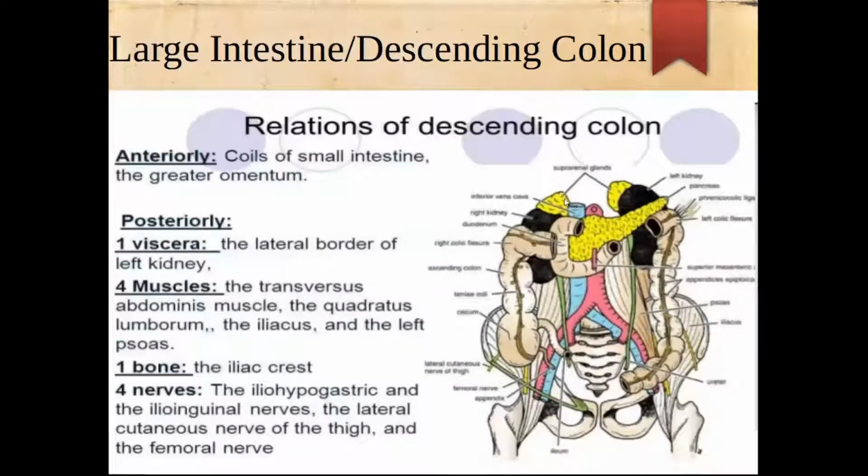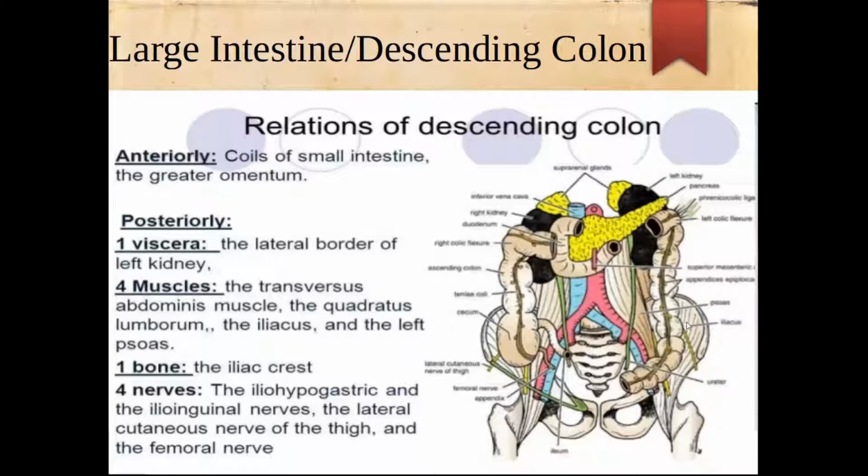Relation to the descending colon: colons of small bowel, greater omentum, posterior lateral border of the kidney, you see here, okay? And there is some muscle lying posterior to the descending colon, like transversus abdominis muscles, quadratus lumborum, iliacus, and left psoas. If you noted here, there is bony also, the iliac crest, lying posterior to the descending colon.